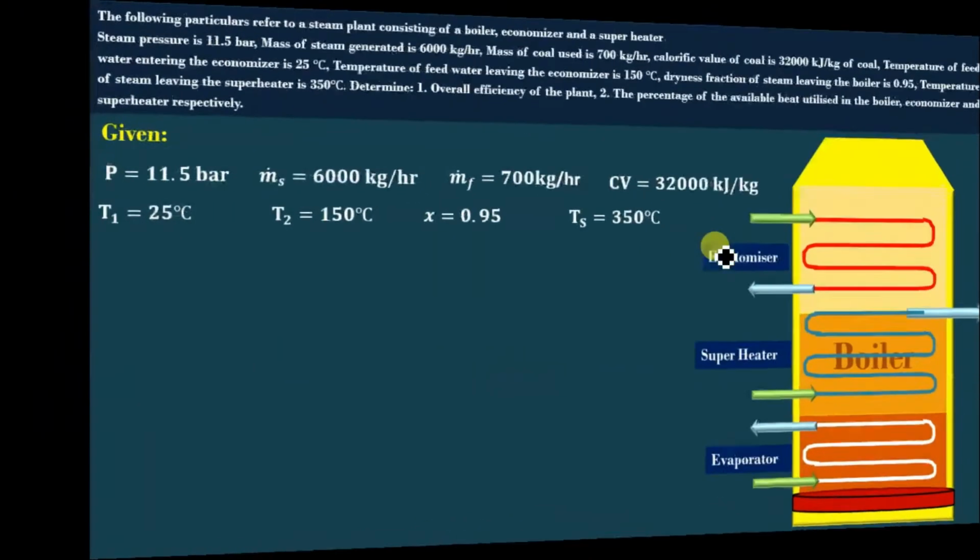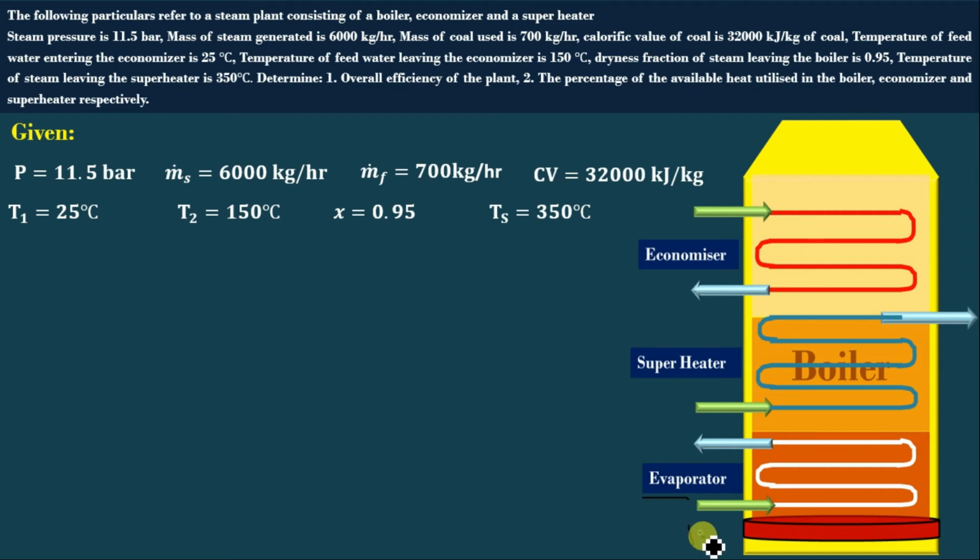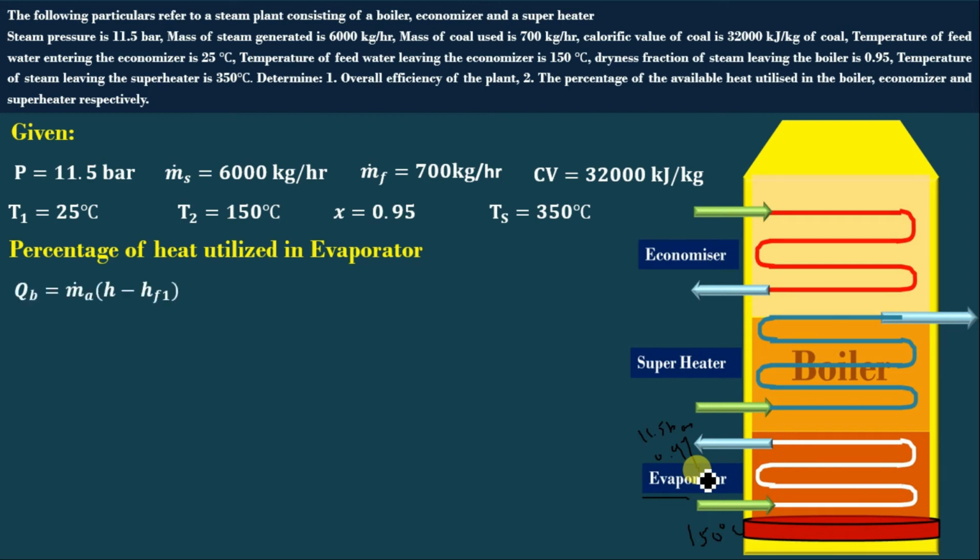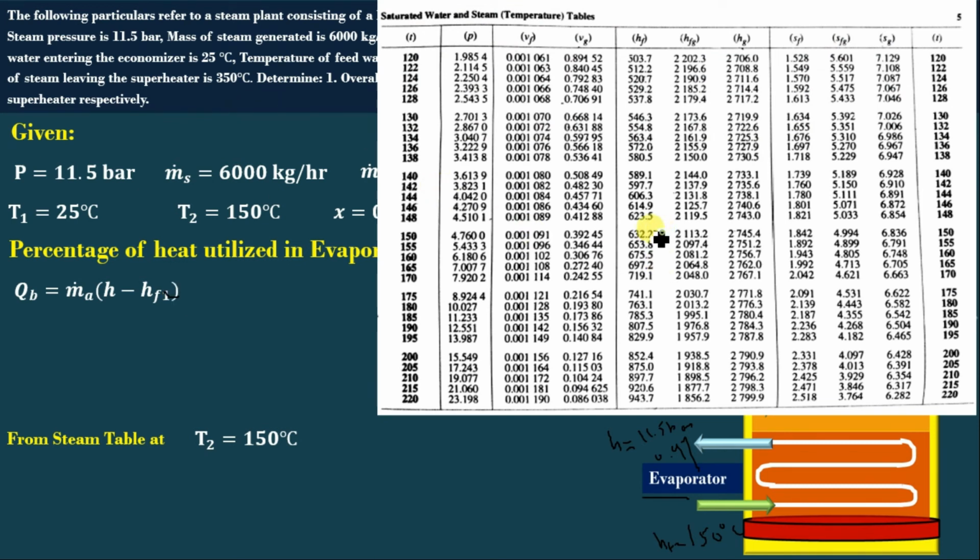Next we will discuss the evaporator. Here the inlet is 150 degrees Celsius and the outlet is 11.5 bar with dryness fraction 0.97 wet steam. Again, to find out the percentage of heat utilized, first we need to know how much heat is available in the evaporator, that is denoted as QB. B is known as boiler. QB is equal to Ma, H minus HF2. This is not HF1, it is HF2. Find out HF2, that is at 150 degrees Celsius. Already we found out, that is 632.2 kilojoule per kg.